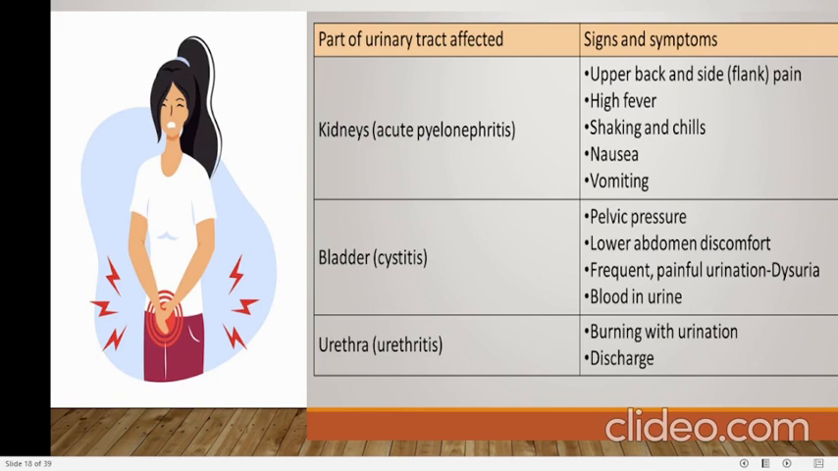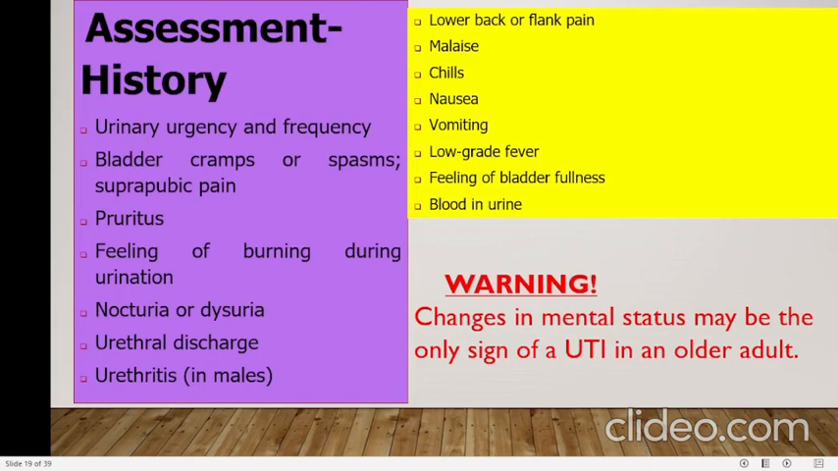In the bladder we have pelvic pressure, low abdominal discomfort, and frequent painful urination that we refer to as dysuria. We have blood in urine. For the kidneys, we have upper back and side flank pain, high fever, shaking and chills, nausea and vomiting. Guys, we need to try to associate the urinary tract infections with the region that has been affected. Okay? Great. Thank you so much.